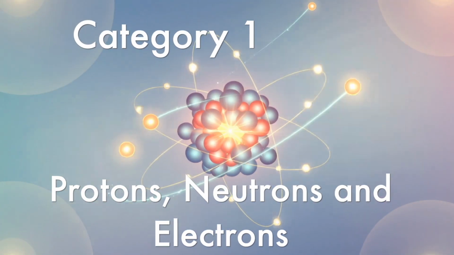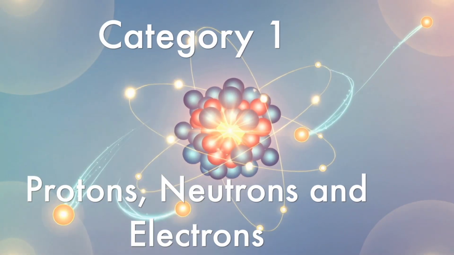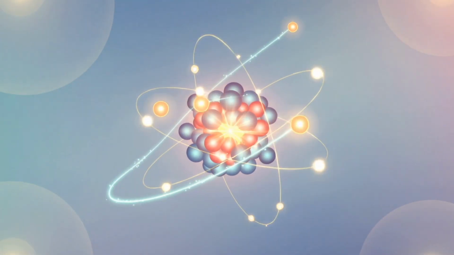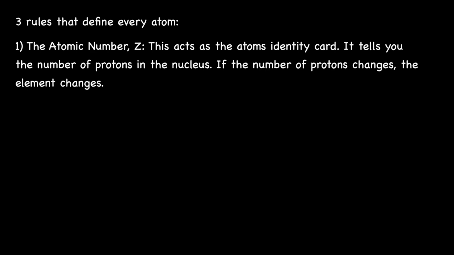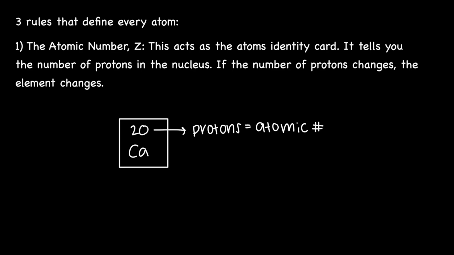Category 1 is protons, neutrons, and electrons. Before solving these problems, we need to lock in 3 fundamental rules that define every atom in the universe. Number 1, the atomic number Z acts as the atom's identity card. It tells you the number of protons in the nucleus. If the number of protons changes, the element changes. We can find the atomic number on the periodic table. It'll be the top value found in a box for an element.